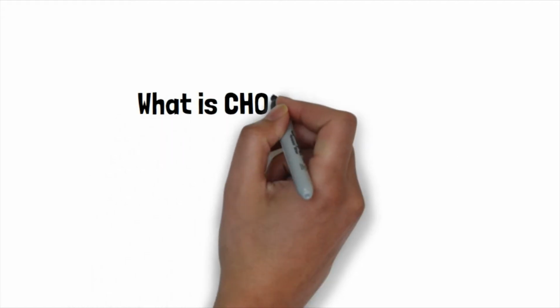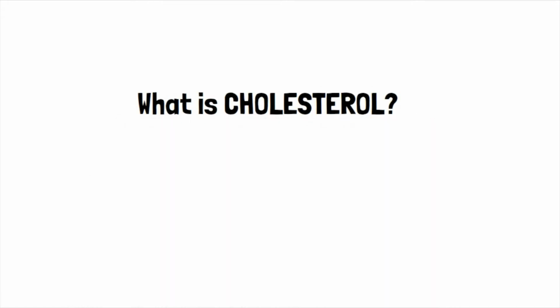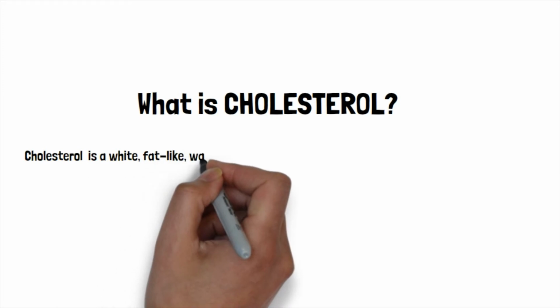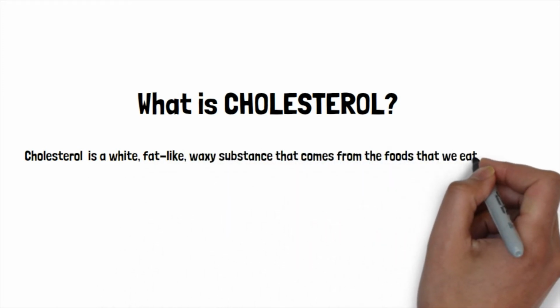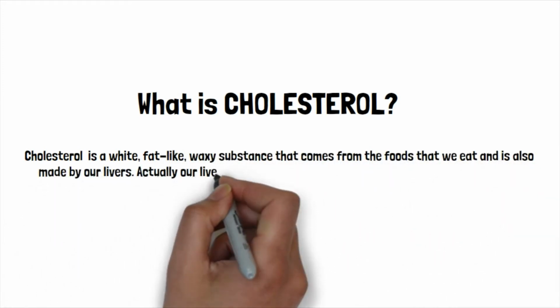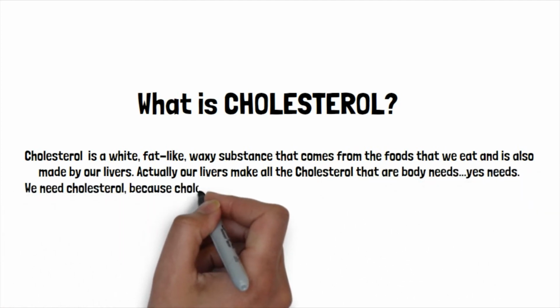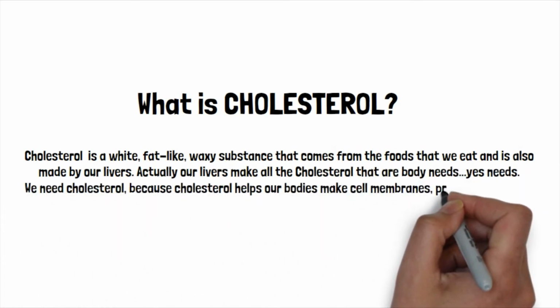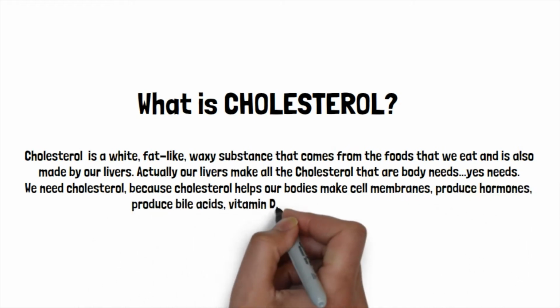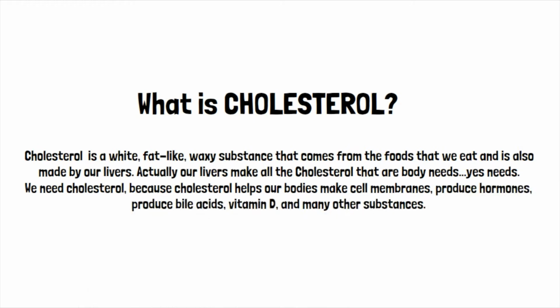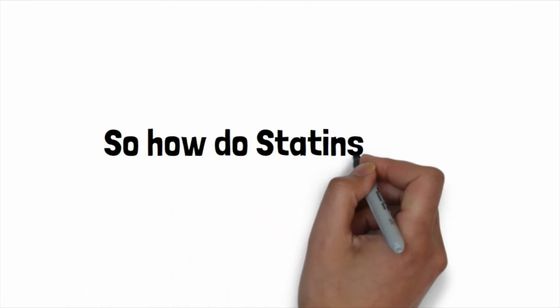These types of lipoproteins are processed through the liver and end up as cholesterol. So this begs the question, what is cholesterol? Cholesterol is a white, fat-like, waxy substance that comes from the foods that we eat and is also made by our livers. Actually, our livers make all the cholesterol that our body needs. Yes, needs. We need cholesterol because it helps our bodies make cell membranes, hormones, bile acid, vitamin D, and many other substances. So how do statins work?